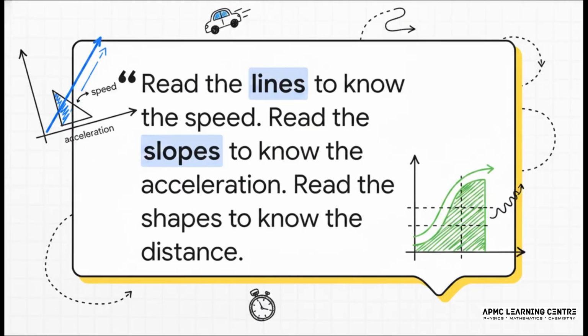So from now on, when you see a velocity time graph, don't just see lines, see the story. Remember this: you read the lines to know the speed, you read the slopes to know the acceleration, and you read the shapes to know the distance. Now you have the tools. What stories of motion are you going to uncover?